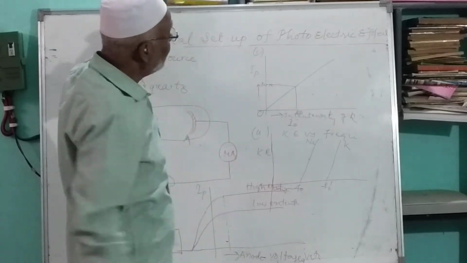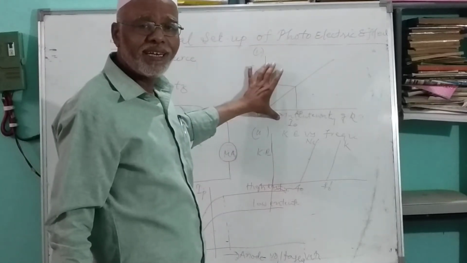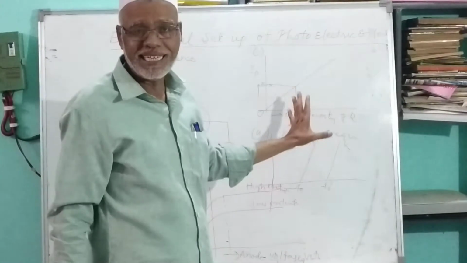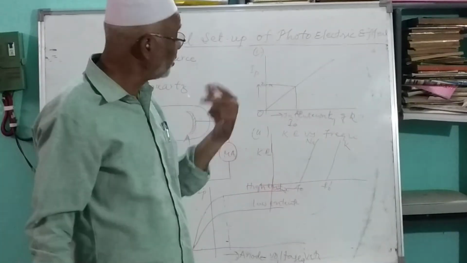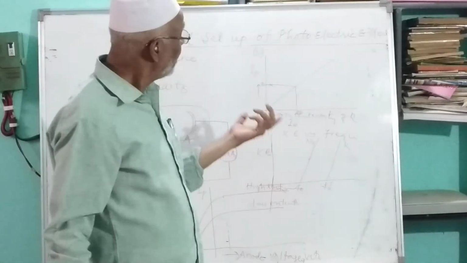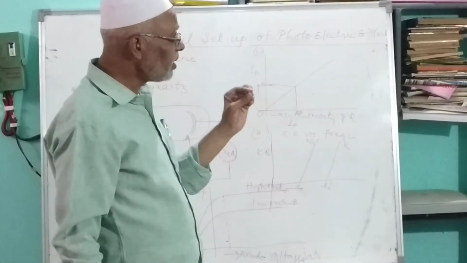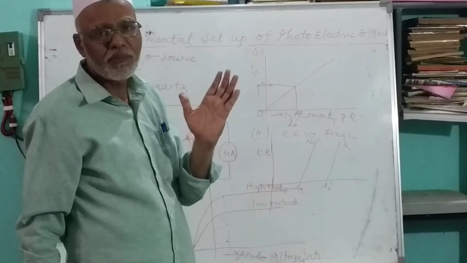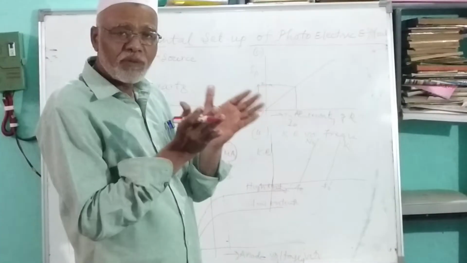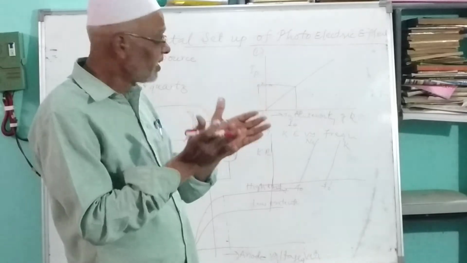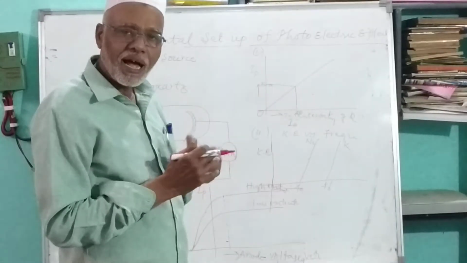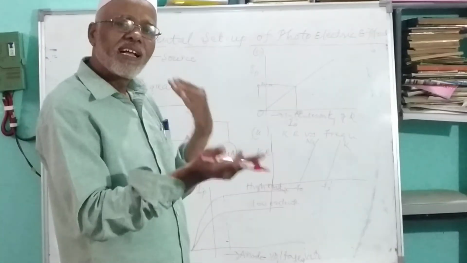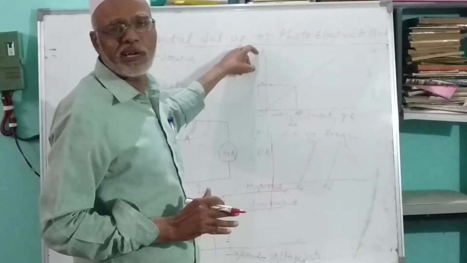So from this graph, we concluded that the strength of photoelectric current is directly proportional to the intensity of incident radiation. The question is, what does the intensity of incident radiation depend on? Intensity of radiation means how many electrons come out from the surface of the metal in every second. As more electrons come from the surface of the metal, the strength of photoelectric current also increases.